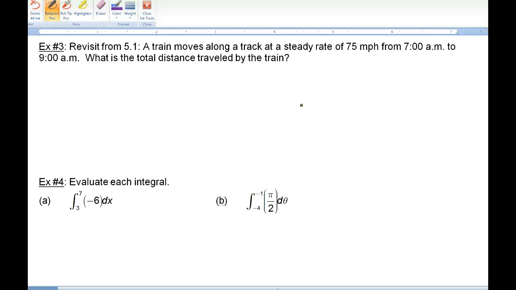Okay. Oh my goodness. Why is the line on here?